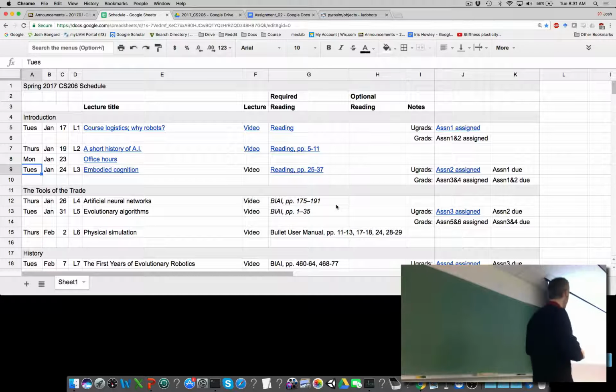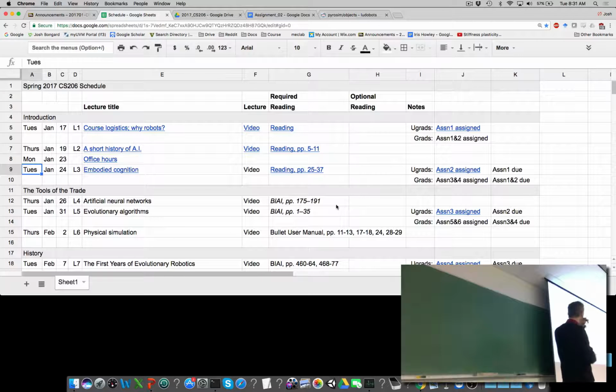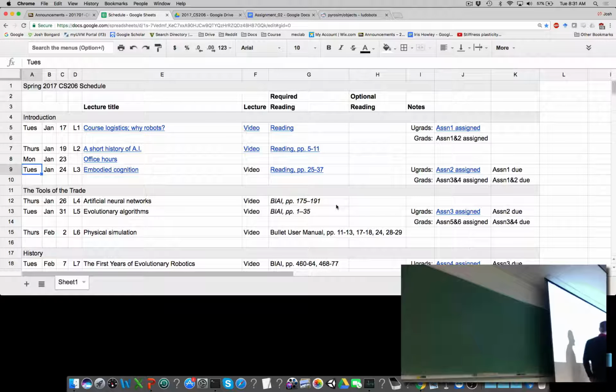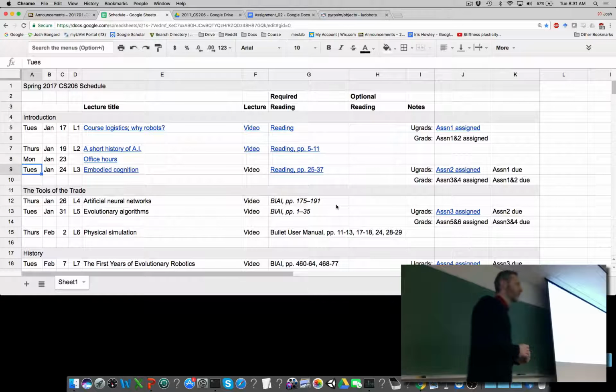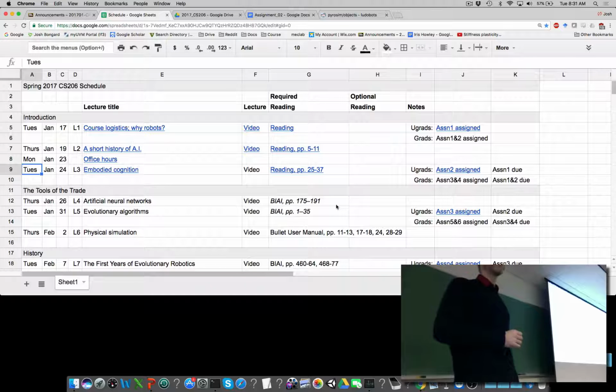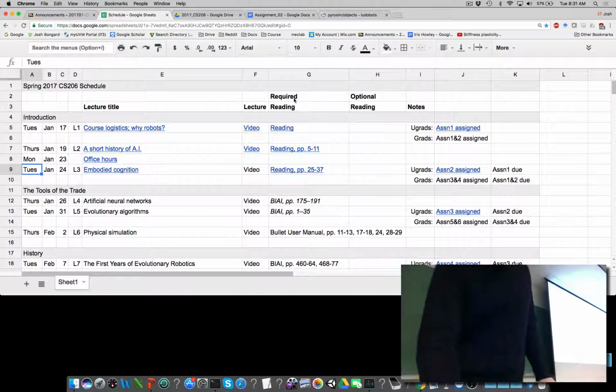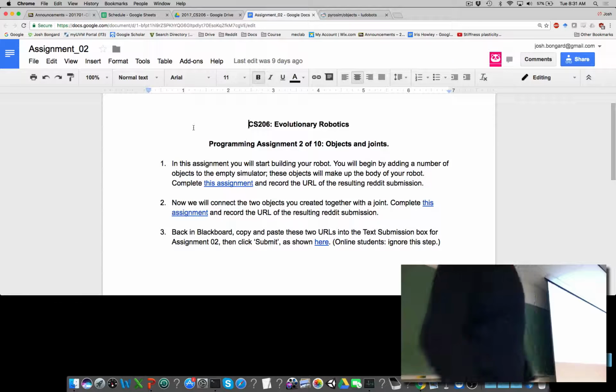Just as a reminder, I've restructured the schedule for you a little bit, hopefully to make things a little bit clearer. So remember that the undergraduates, you're going to be submitting one assignment a week, and the grad students are going to be working on 2 assignments a week. So for the grad students, you should have completed assignments 1 and 2, and you can move on today to assignments 3 and 4. Okay, so let's talk about assignment 2 for a moment.